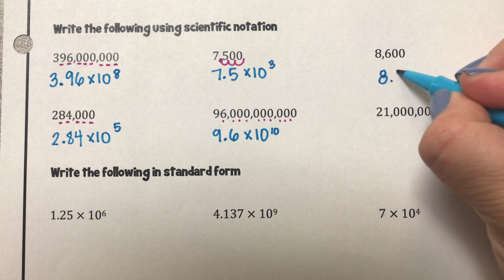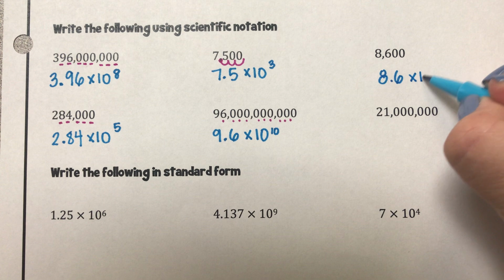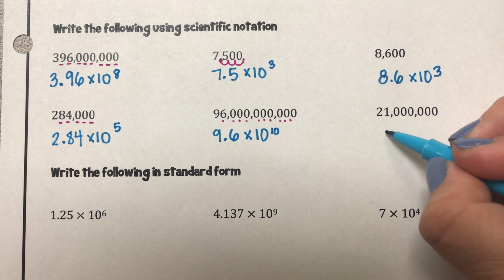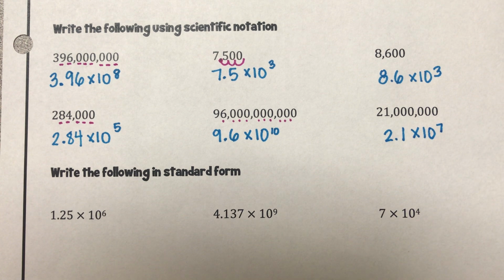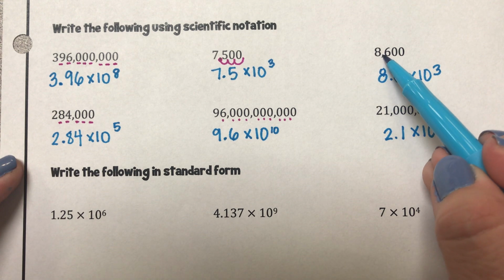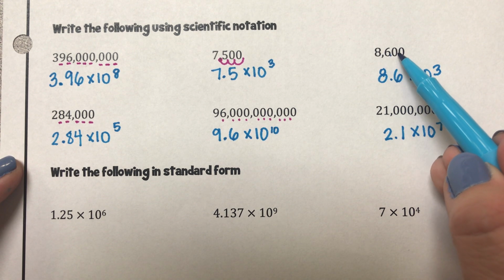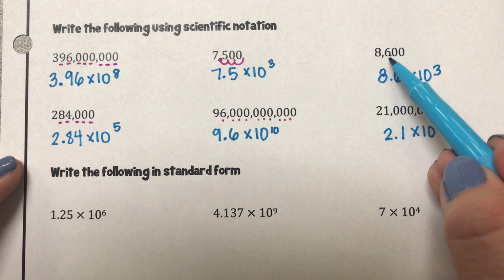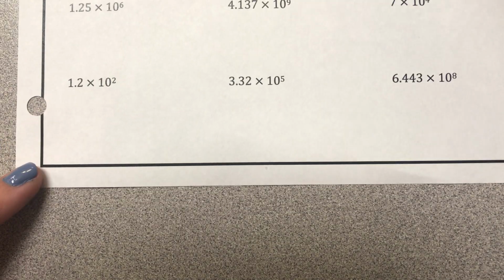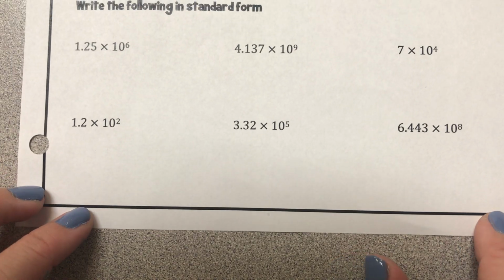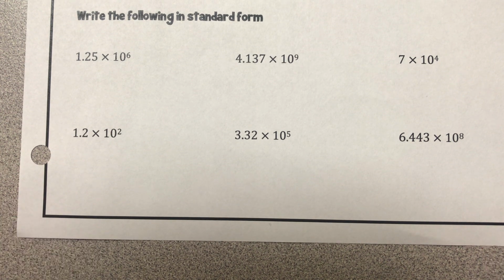Okay, on this one, you should have 8.6 times 10 to the third, and then 2.1 times 10 to the 7th. Okay, and again, you can think of it as moving my decimal point 1, 2, 3, or you just count how many numbers come after the first. Okay, so now we're going to do essentially the opposite, where I give you the number in scientific notation, and you are going to write it in standard form.